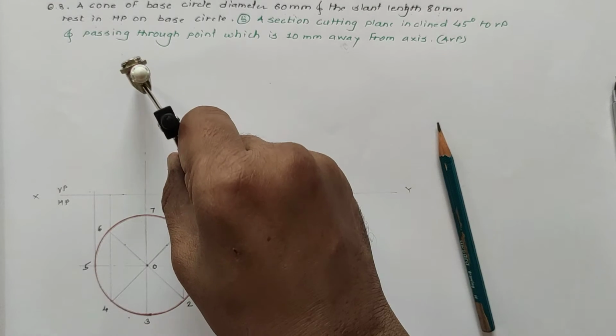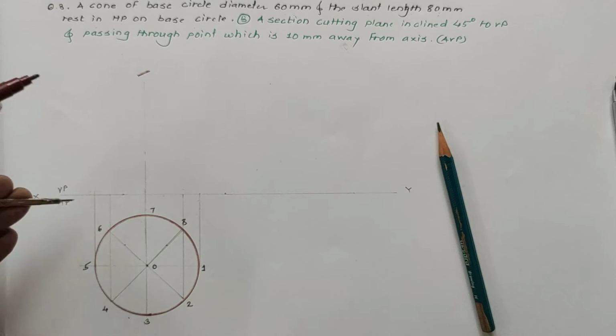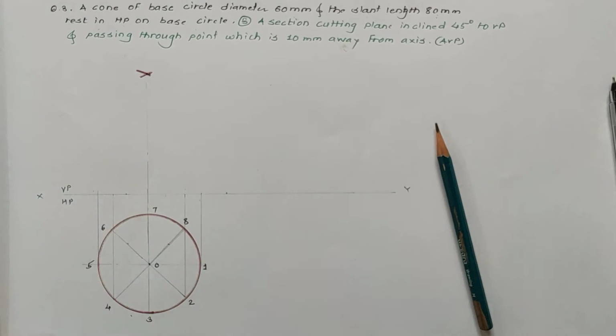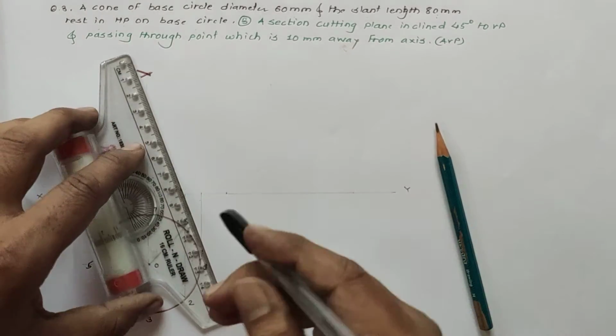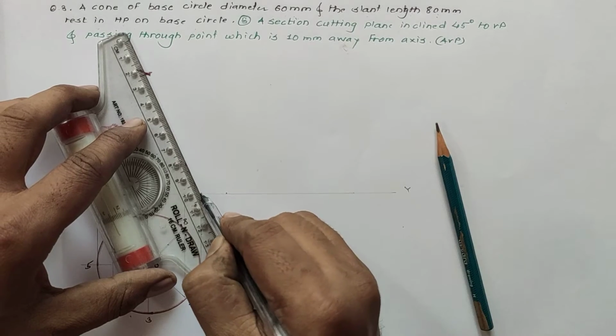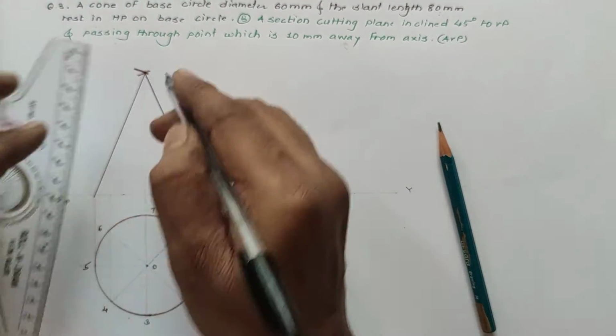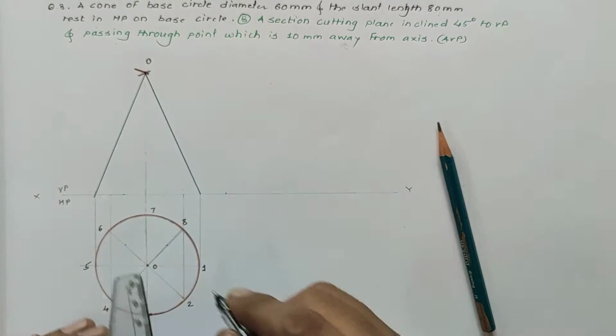From the end point mark the arc. In a similar way from the other end also. This is the slant length that is given. Then connect the end points to the apex. So this is the apex O.